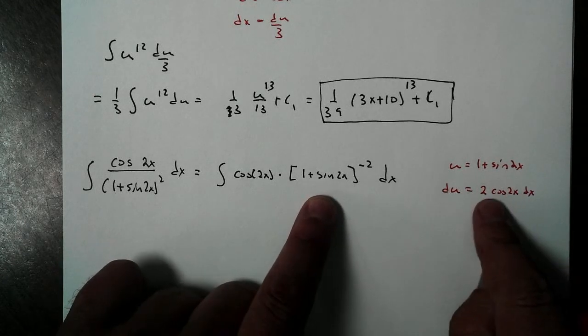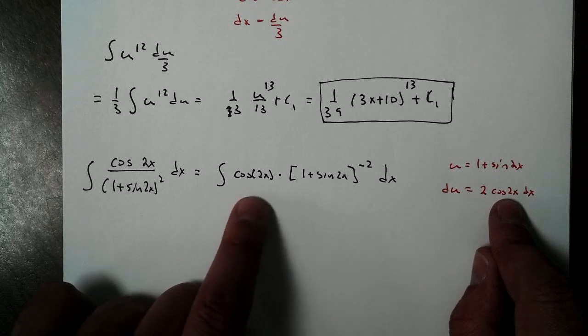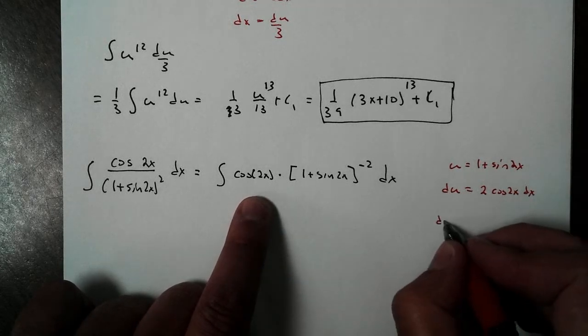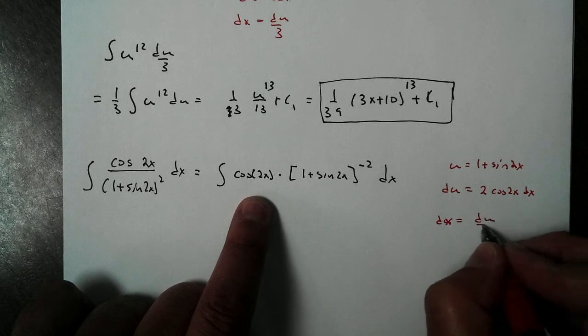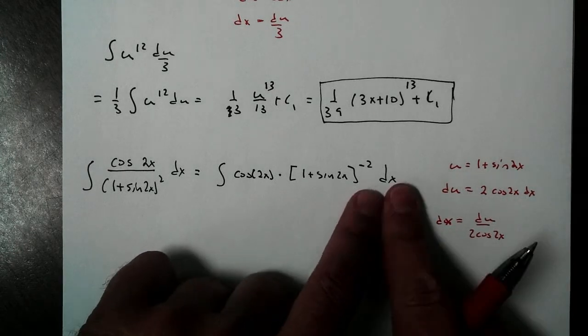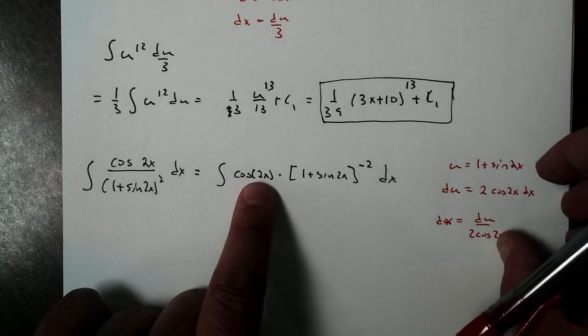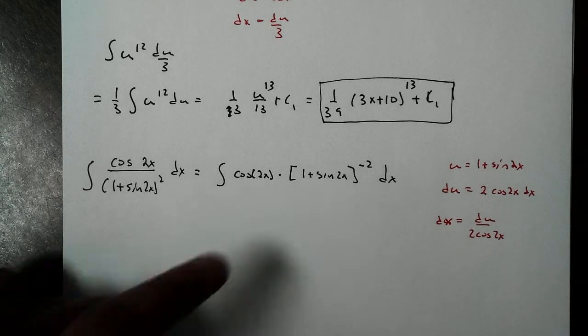See, this is what you want. You see this cosine 2x, this cosine 2x? You want those to cancel. And they will if I solve for dx. Du becomes 2 cosine 2x dx. You can start seeing if I replace this dx with this du, the cosines will cancel. And that's what you want to be able to see right there.